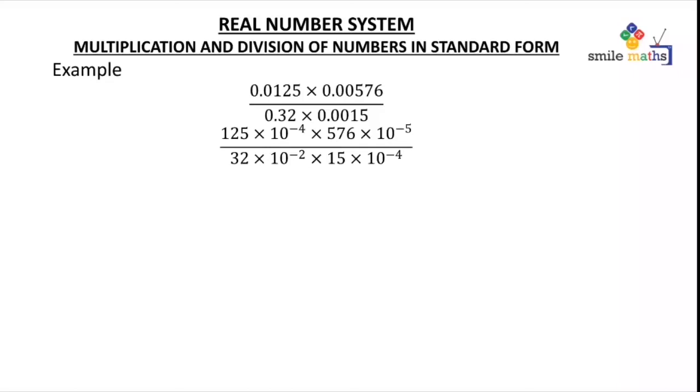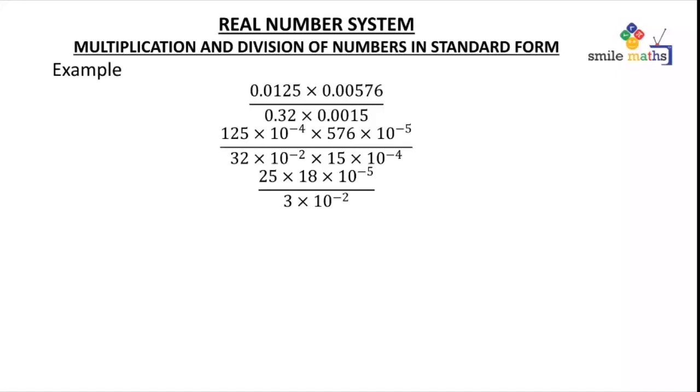Then we cancel out. So cancelling out, 3 goes into 15 3 times. It goes into 125. 5 goes into 15 3 times. Then 5 goes into 125 25 times. Then for 576 and 32, 32 goes there 18 times. Now we can see 10 to the power negative 4 up. You can see 10 to the power negative 4 down there. So we cancel those ones out.